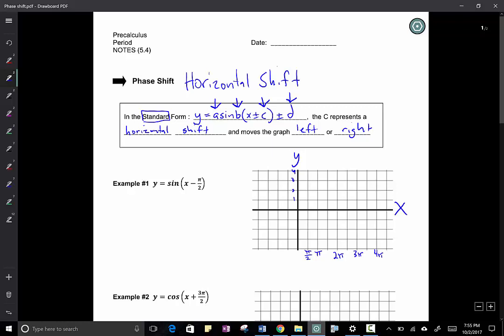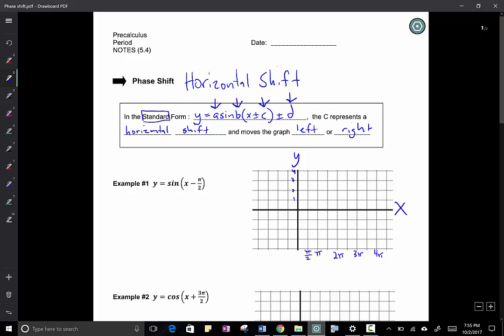Here's why that's important, because look at what my horizontal shift looks like. This shift is minus pi over 2, so you would think it means left, but remember with horizontal shifts it always goes the other way. So this is actually a shift to the right, pi over 2, which is technically just 1 tick mark to the right.